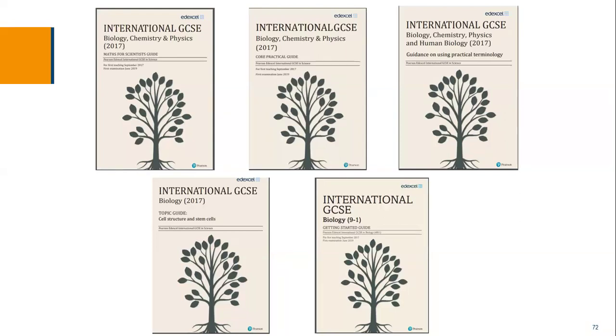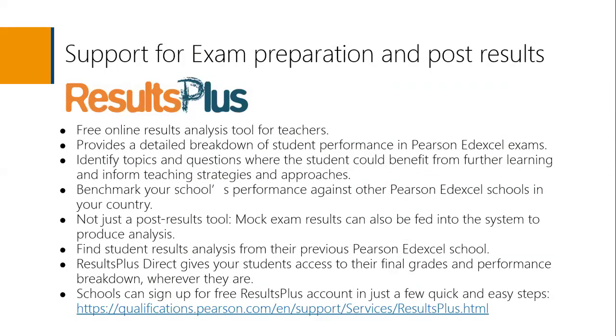A summary again of what's available that you can download. Topic guides for each of the topics, which are downloadable for use. And one of the features that is unique to Pearson Edexcel is Results Plus. It's a tool that teachers might find very useful to analyze their students' results.